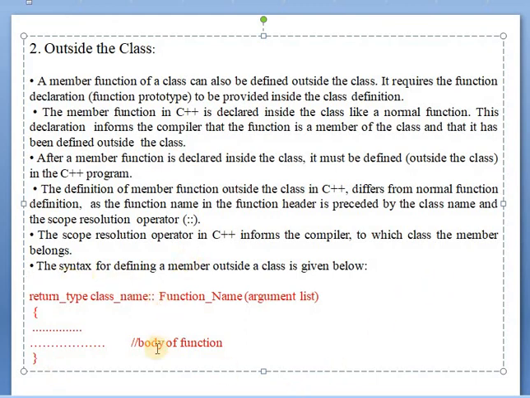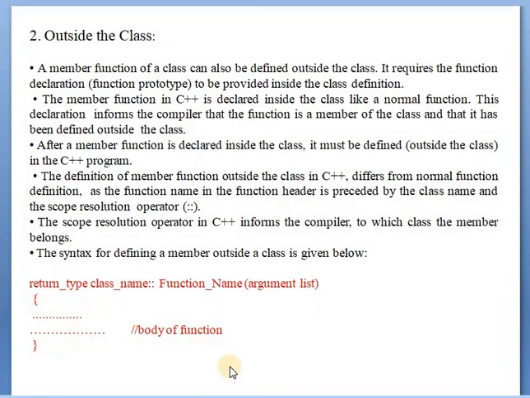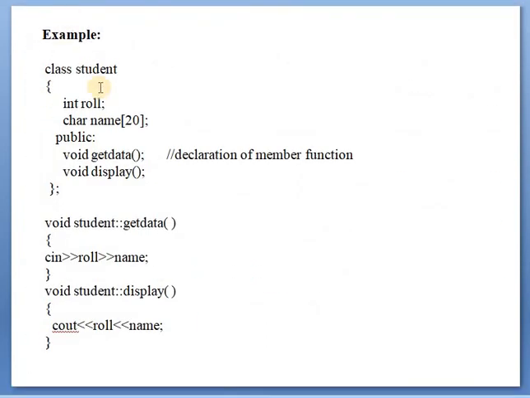See here the syntax, so you can easily understand what I mean to say: the return type, class name, scope resolution operator, function name, argument list (which is optional), and body of the function. So see here just the difference.